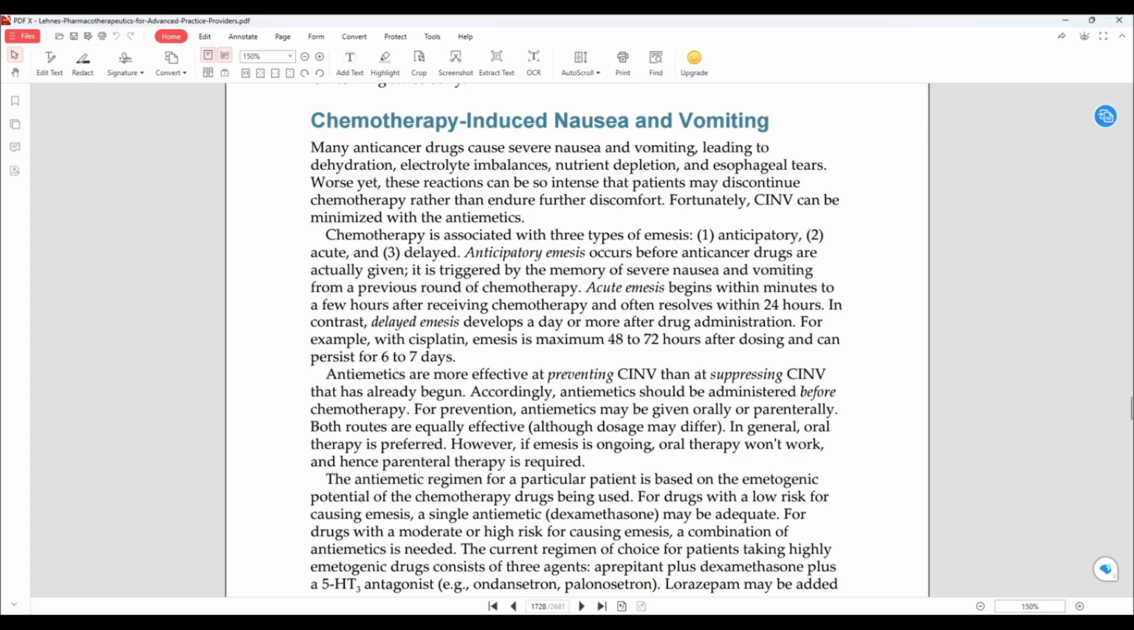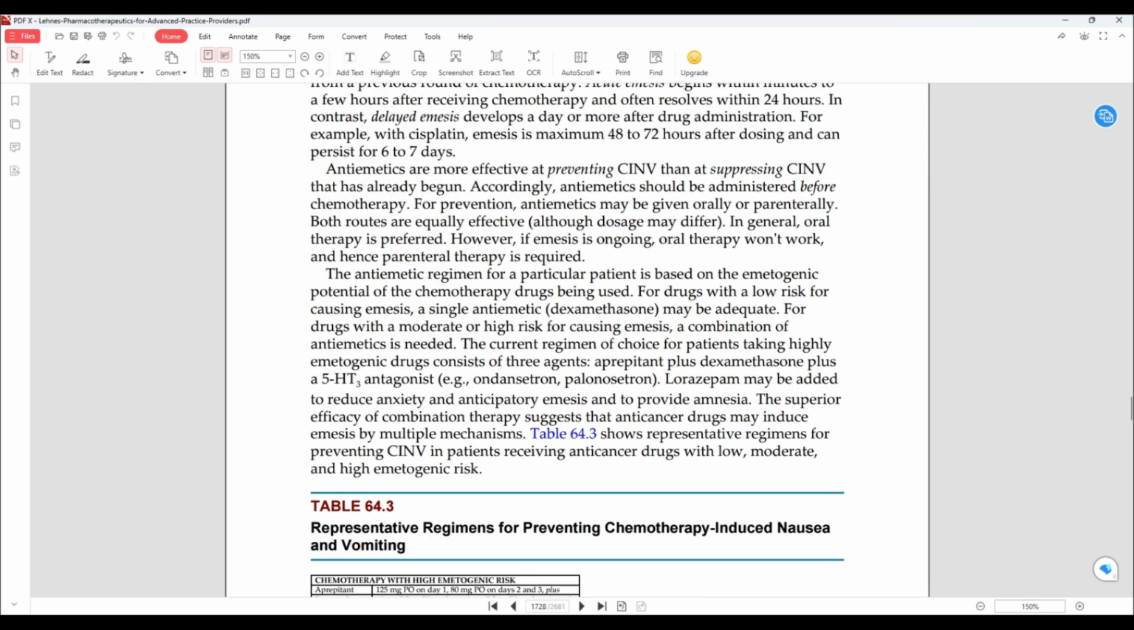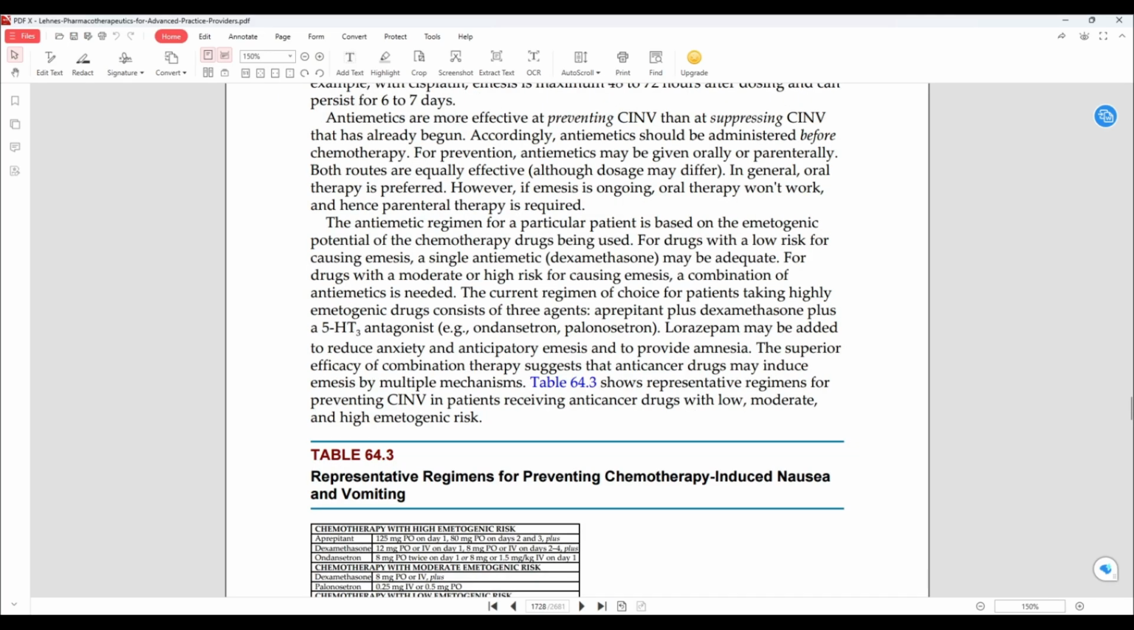For example, with cisplatin, emesis is maximum 48 to 72 hours after dosing and can persist for up to 6 to 7 days. Antiemetics are more effective at preventing CINV than at suppressing CINV that has already begun. Accordingly, antiemetics should be administered before chemotherapy.